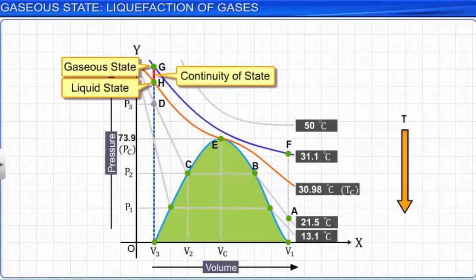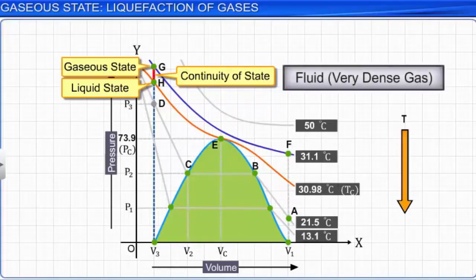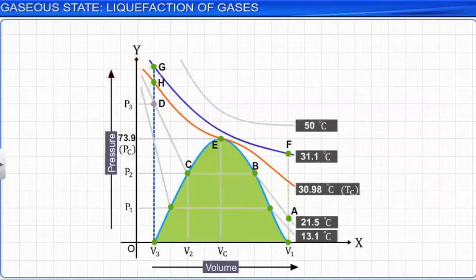To recognize this continuity, the term fluid is used for either a liquid or a gas. Thus, a liquid can be viewed as a very dense gas. A gas can be liquefied below critical temperature by applying pressure, and then it is called the vapor of the substance. For example, carbon dioxide gas below its critical temperature of 30.98 degrees Celsius is called carbon dioxide vapor.